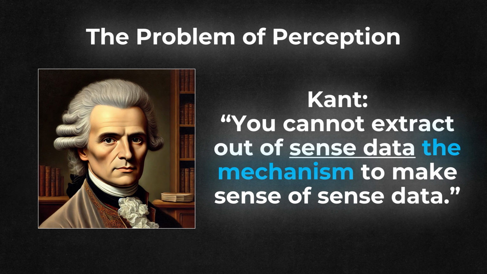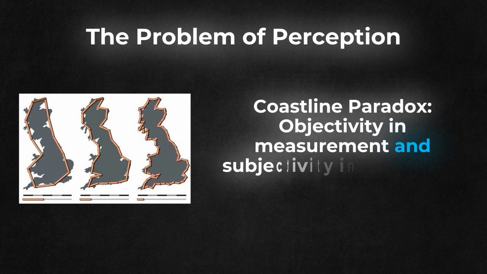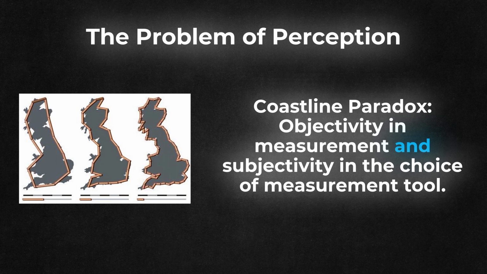That is also observed in the coastline paradox in fractal geometry, where there is objectivity in measurement, but subjectivity in the choice of measurement tool. That's relevant to price action traders, of course, because price is fractal. That's especially unfortunate for price action traders. Perception is obviously not a problem in quantitative modes of market analysis.